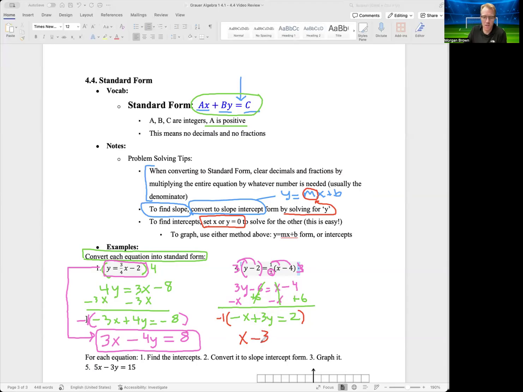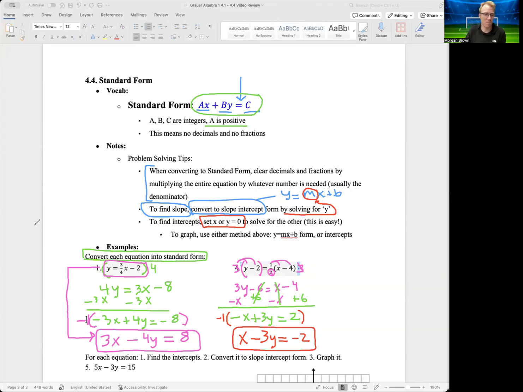x minus 3y equals negative 2. When you multiply something by negative 1, all the signs swap to be the opposite of whatever they were. So there's two great examples of converting something into standard form. Again, it's Ax on the left, then By, then the equal sign, then the number by itself on the right.